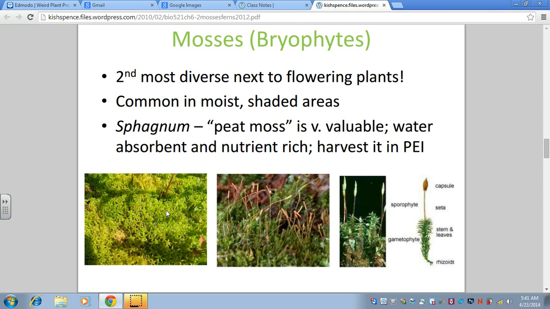We have bogs. So we have peat bogs. There's a big one there in Miscouche, and there's some up west. And we harvest what's called peat moss. And peat moss is very valuable. It's very absorbent, and it's full of nutrients.